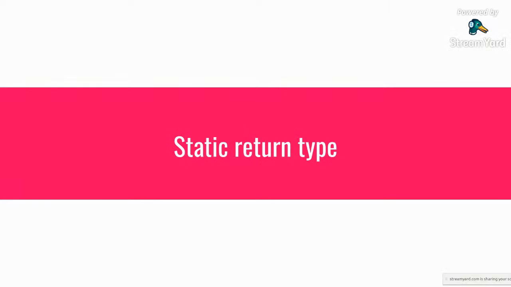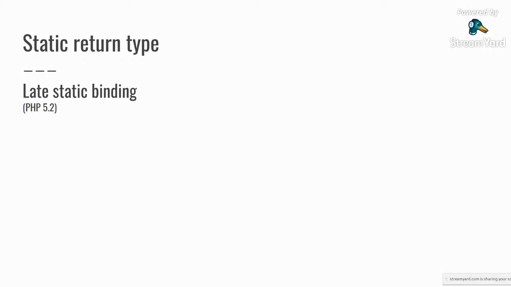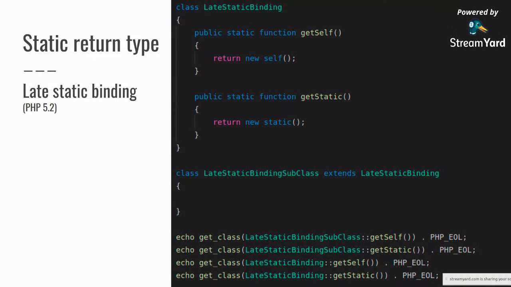Another is static return type. I'm just going a bit into history so that we can understand it better. Everyone knows about late static binding. Let's check an example that was introduced in PHP 5.2. First, we can return self or static. You must have seen self or static. So we have defined 2 functions, getSelf and getStatic, which are returning nothing but self and static. Ideally, both return an object of the same class, equivalent to this.